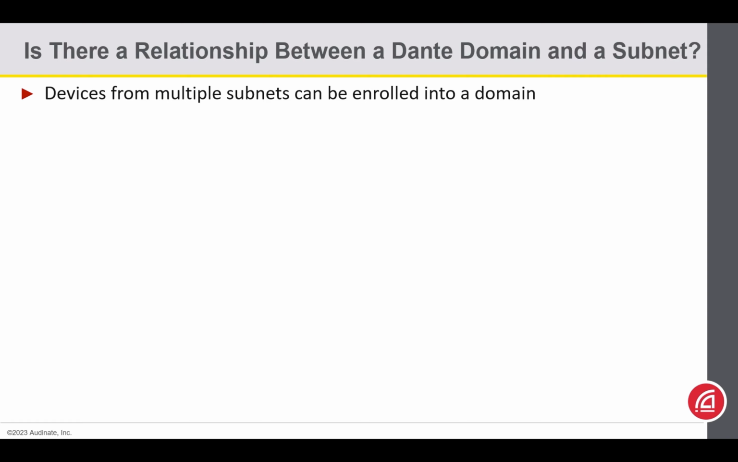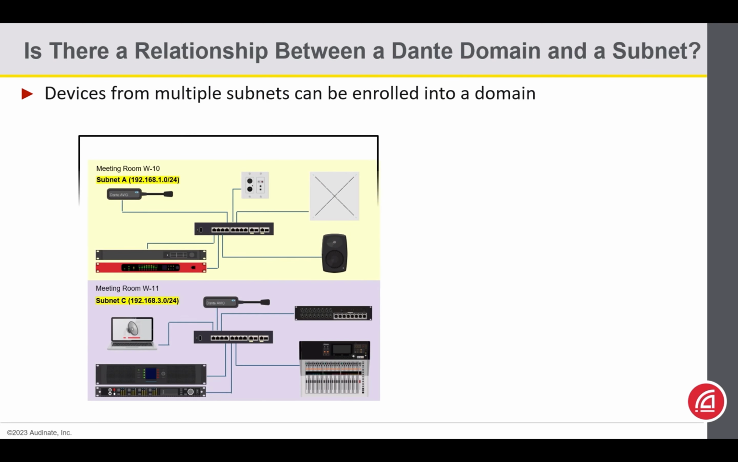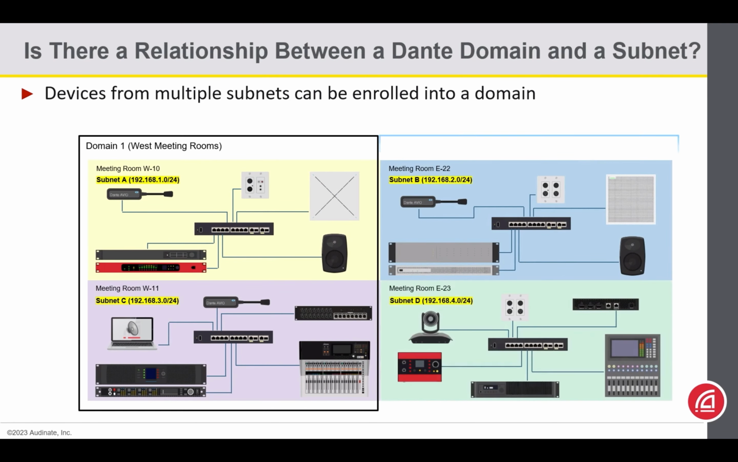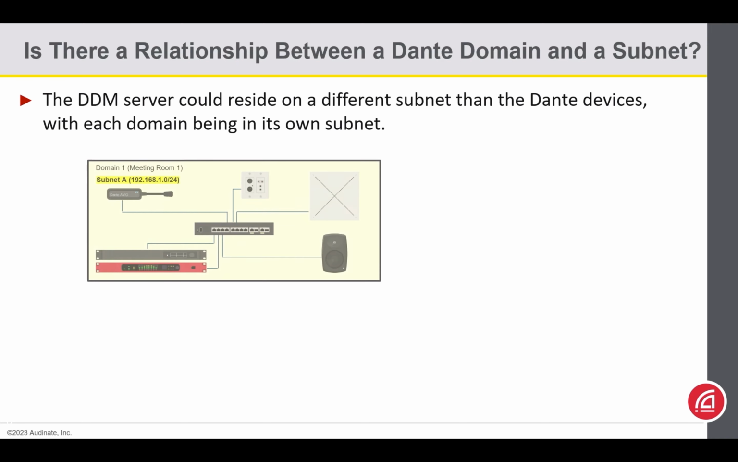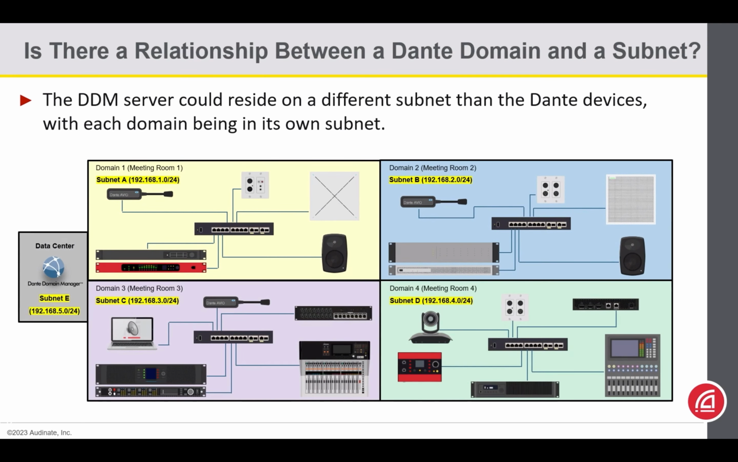The next example shows 2 domains created, East meeting rooms and West meeting rooms, with each having devices residing in different subnets. Each Dante domain can support up to 20 different subnets. And the final example shows the Dante Domain Manager server located in a different subnet than the Dante devices. This is how we typically see a majority of DDM installations where devices reside in multiple subnets and the DDM server is located in a data center.